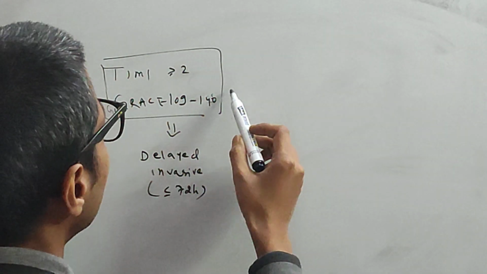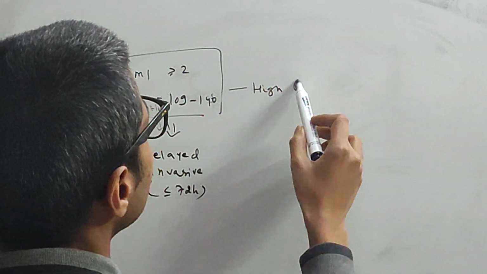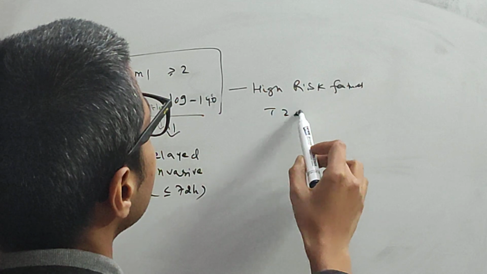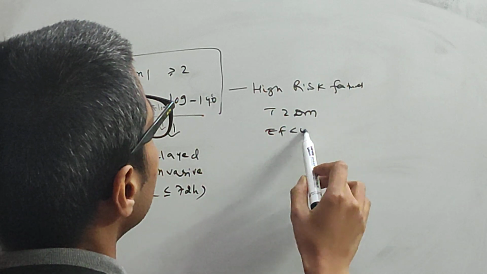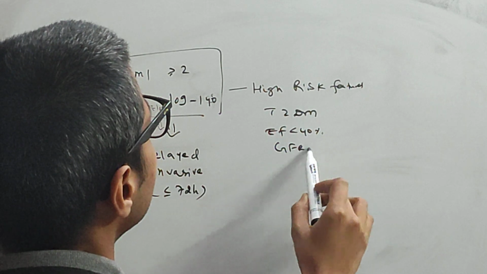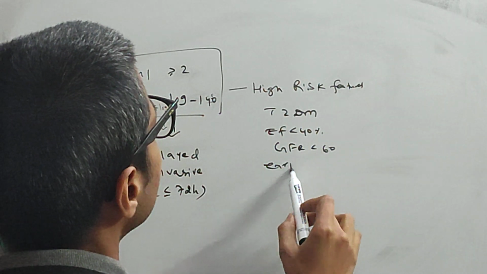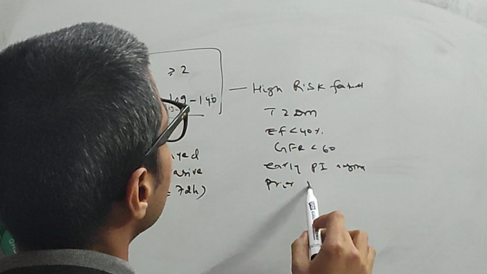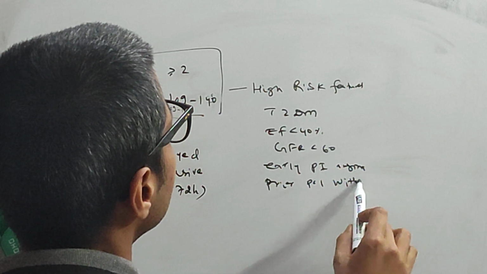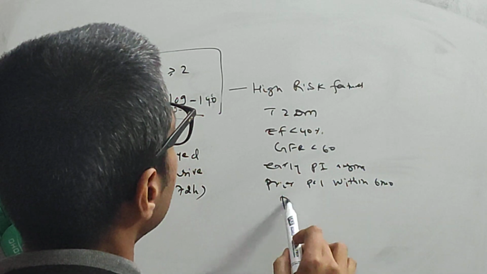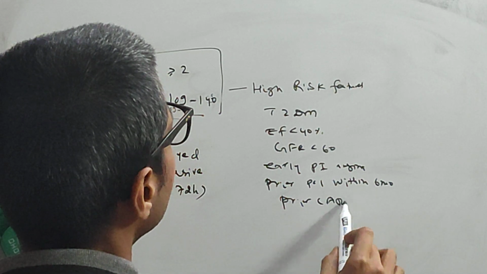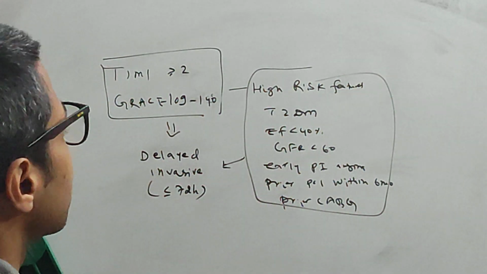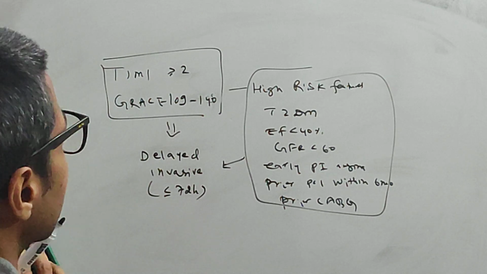And I already told you that if the patient has high risk features like type 2 diabetes mellitus, ejection fraction less than 40%, GFR less than 60, early post-infarction angina, prior PCI within 6 months, or prior history of CABG, if you see these conditions, you also need to think that the patient needs invasive strategies, and you should prepare for that.